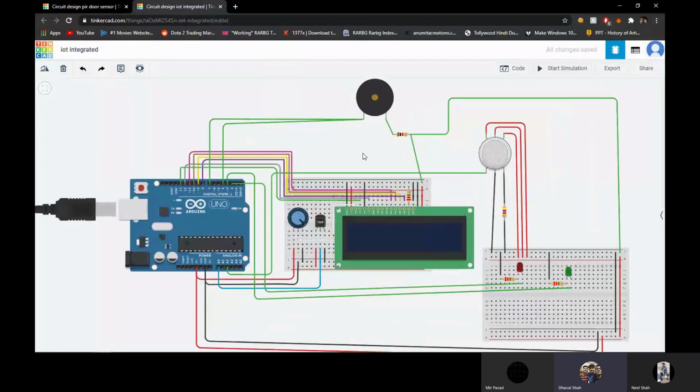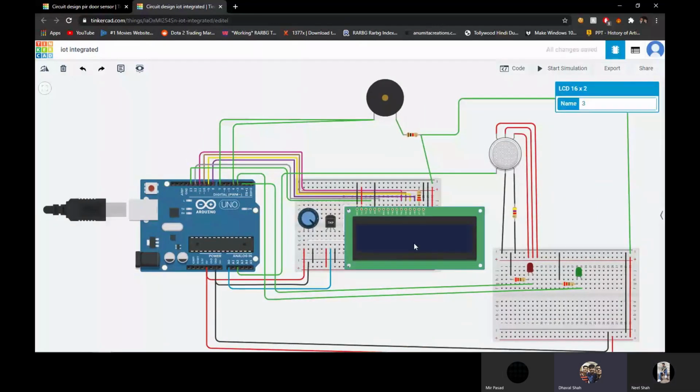We have an LCD display of 16 by 2. Then we have used one buzzer, one temperature sensor and one potentiometer. The positive terminal of the buzzer is connected to pin 4, and the negative terminal of the buzzer, as you can see, is connected to the ground.